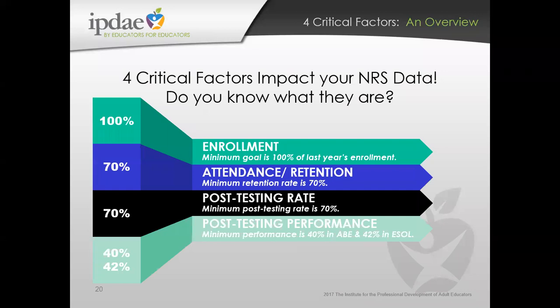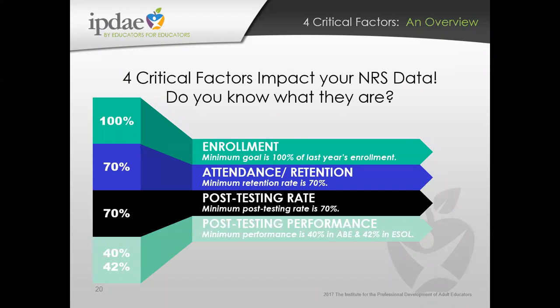All right. Here are the 4 main critical factors impacting your NRS performance rate. Each of these carry their own attainment goal as set forth by the state, and each is listed here. So with regards to enrollment, the minimum goal should be to maintain at least 100% of your prior WITIS year's enrollment. Your retention rate needs to be at no less than 70%.